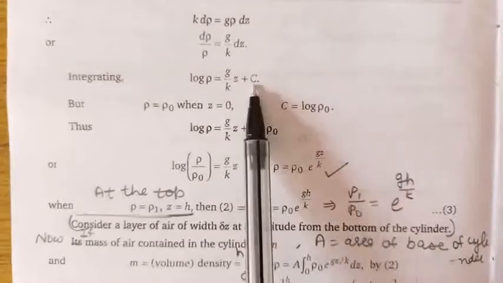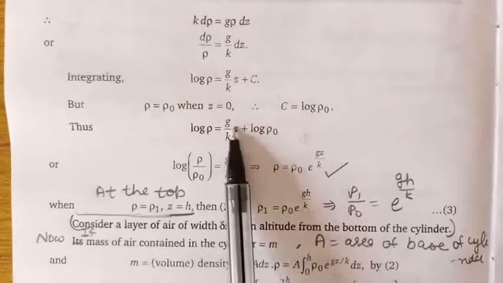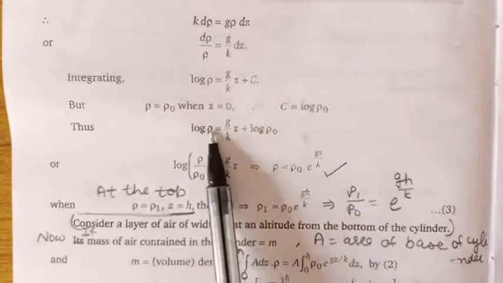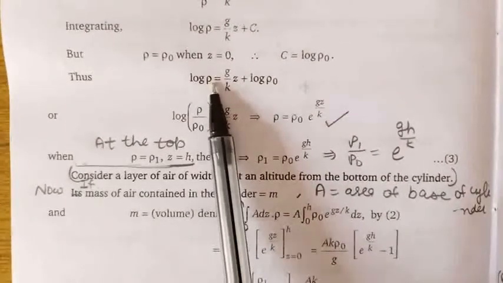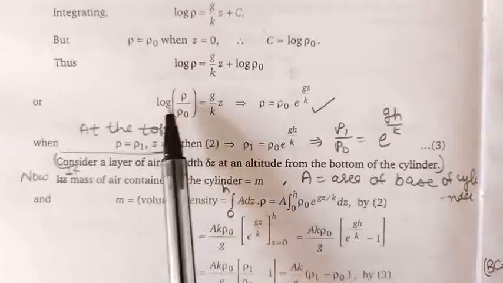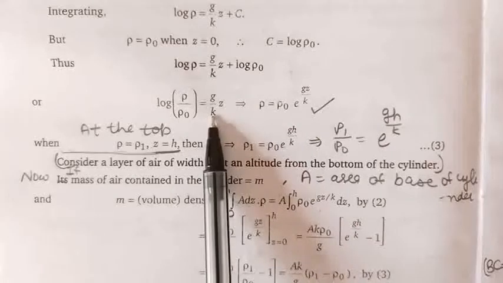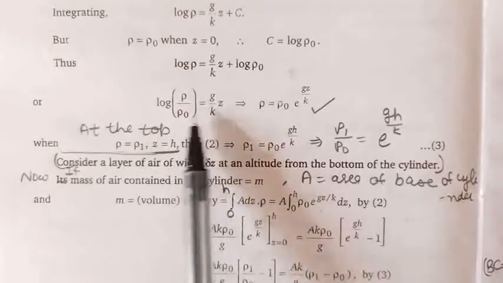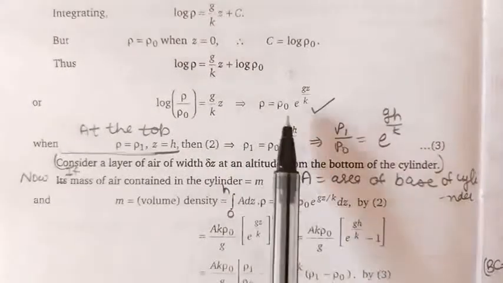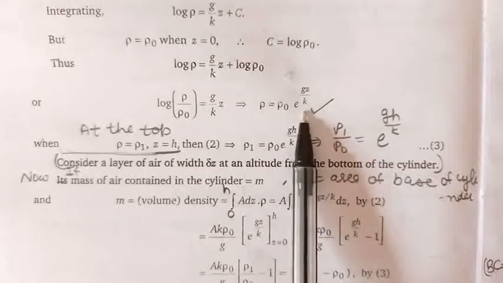Substituting this value of C here, we get the equation log of rho is equal to Gz upon K plus log of rho naught. Shifting this term to the left side and applying the formula log M minus log N, that will be log M upon N. So we get log of rho upon rho naught is equal to Gz upon K. So from here, by taking exponential function on both sides, we get the value of rho, which is given by rho naught into e raised to the power gz by k.